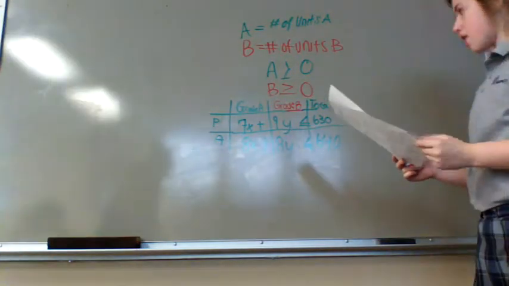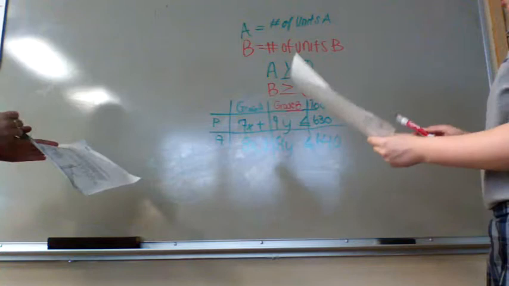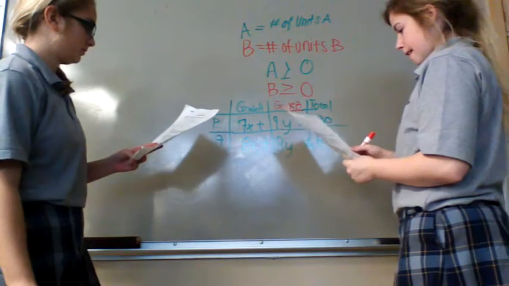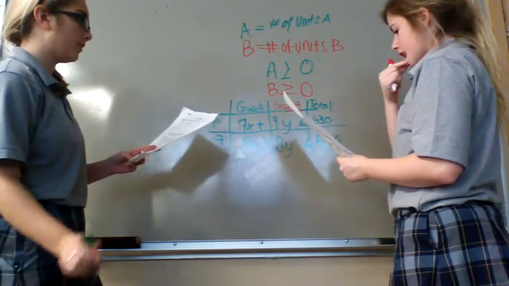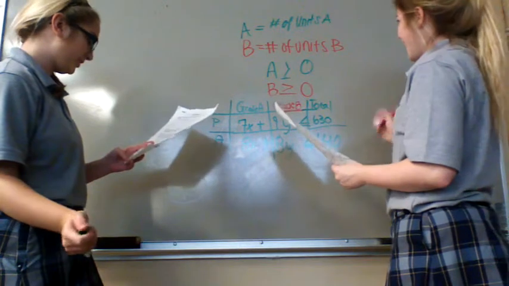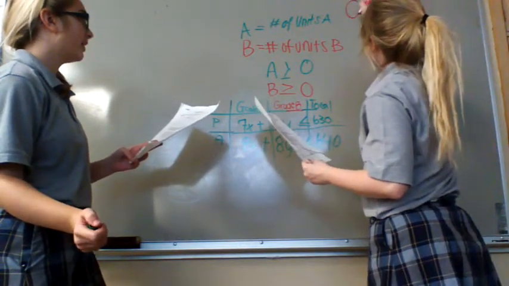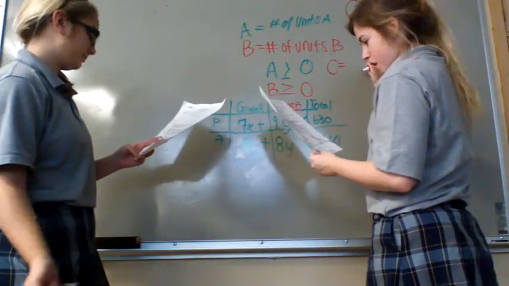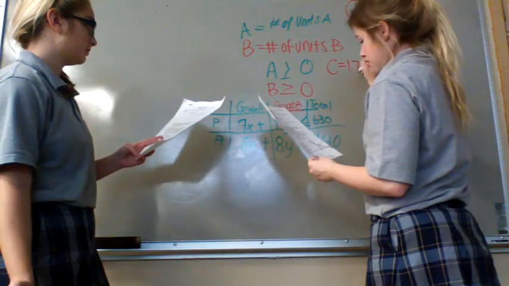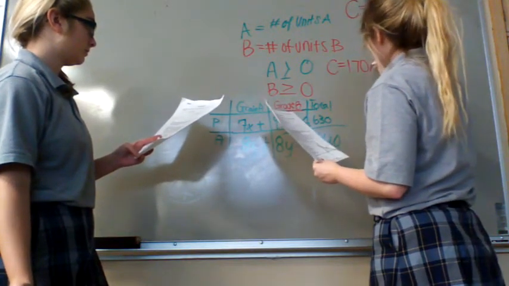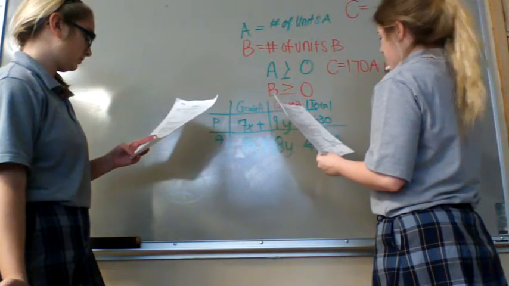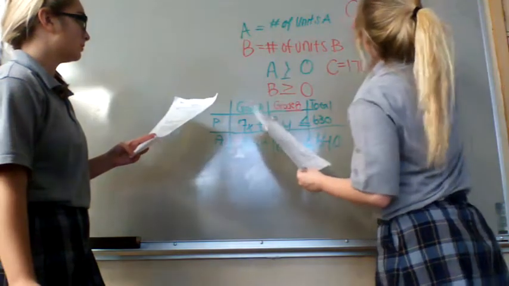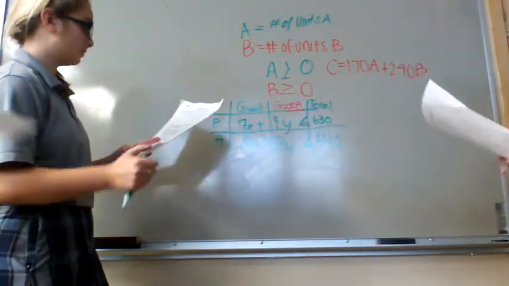And so then by looking at our word problem, we figured out our profit objective function. I'm going to write it down here actually. C equals $1.70 A plus 2.40 B, and that's how that goes.